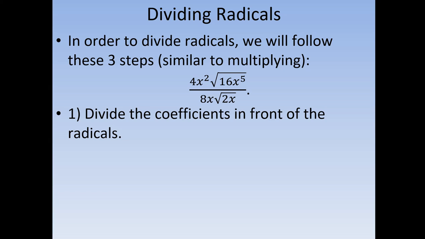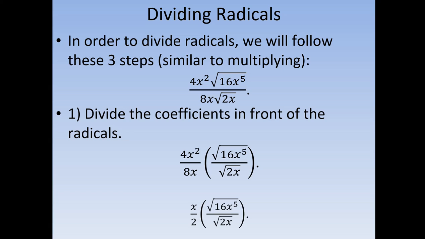Now, unlike with the multiplying where we actually tried to simplify the radicals first to make the math easier, here we're actually going to do the opposite and not simplify until the very end. So when we divide the coefficients, we have 4x squared divided by 8x, and then we end up having the radical 16x to the fifth divided by radical 2x. Now, from there, the 4x squared divided by 8x just simplifies to x over 2.